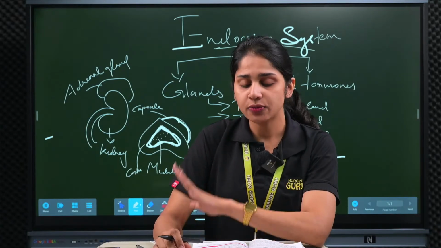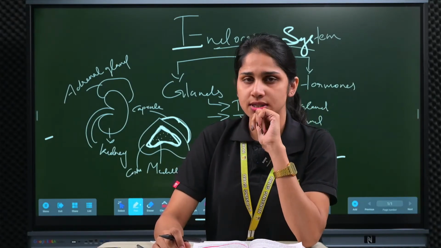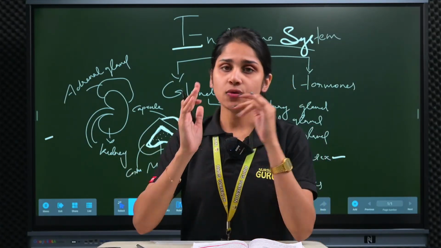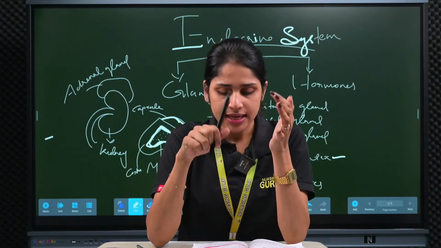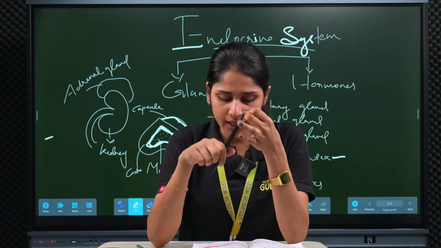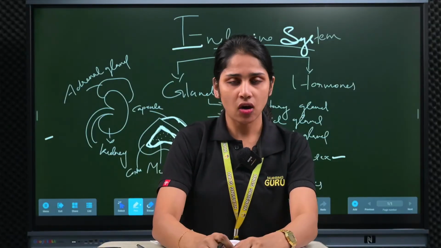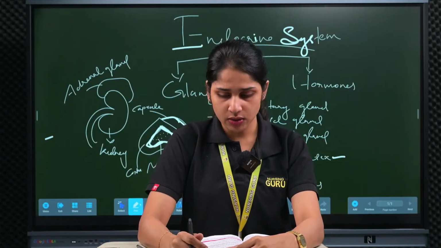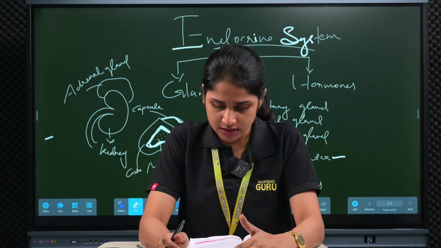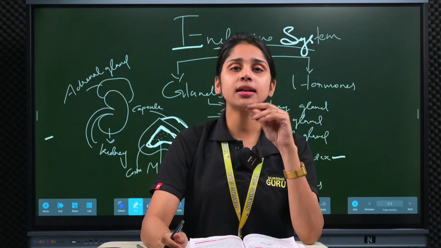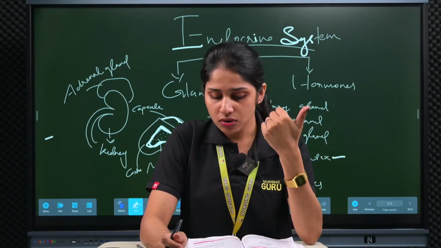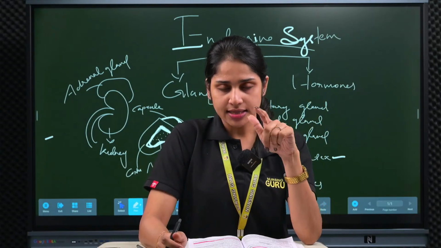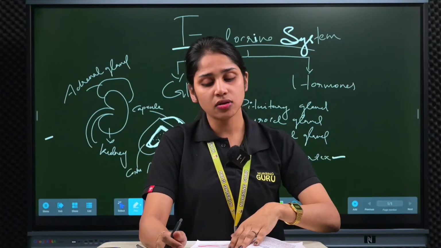Next we are moving to the hormones of the adrenal gland. What are the main hormones? The first is glucocorticoids, then mineralocorticoids, epinephrine, and norepinephrine. What are glucocorticoids? They are secreted by zona fasciculata, and they stimulate gluconeogenesis, lipolysis, and proteolysis.